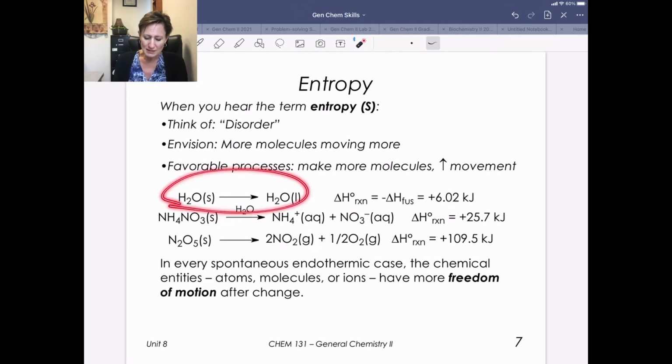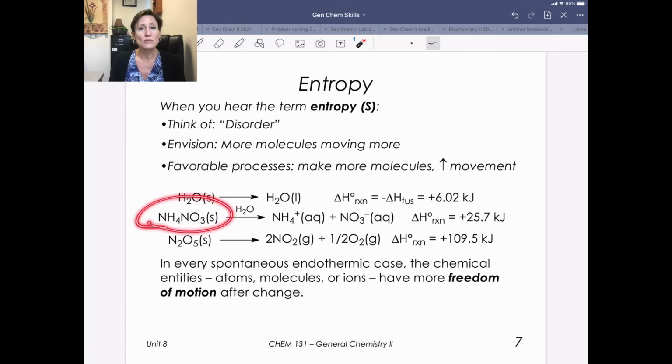Okay? So if we think about these processes here that we know were endothermic processes, these happened spontaneously, but it wasn't because of enthalpy. So entropy must be helping here. Entropy must be favorable. And we can see here in the melting of water, we take very ordered solid water and make it into disordered liquid water. We take a salt that's in a very ordered crystal lattice and we make lots of ions that are in solution. And even in this case where we have the decomposition of N2O5, we create more molecules and we make gas molecules, which certainly move around more than a solid.